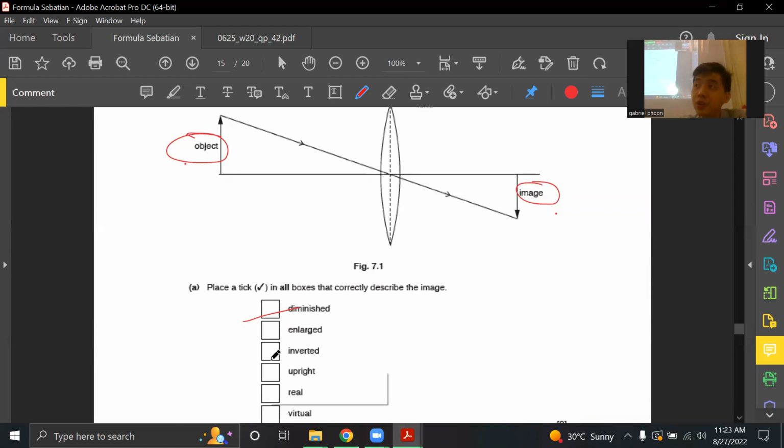It is definitely going to be inverted or upright, Xuan? Inverted, good, because initially it's pointing up, now it's pointing down.